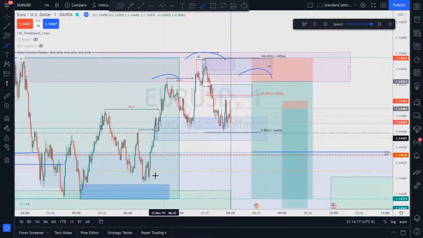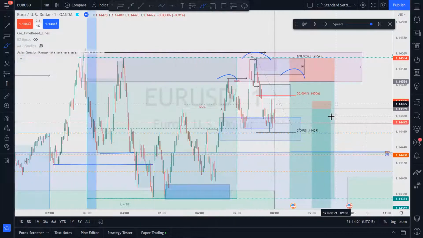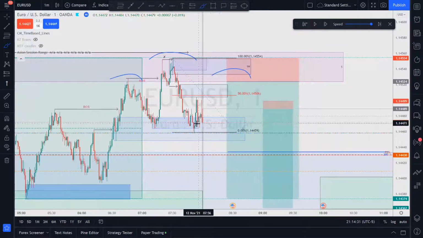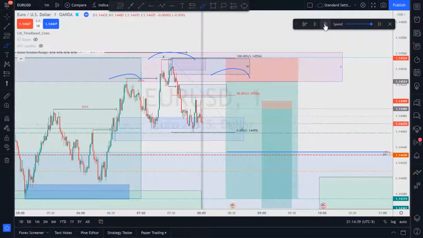I'm wondering, are we going to make it up to the previous daily high? What are we going to do? I don't know. But I don't want to jump into anything right here, because this doesn't look like a good place to be entering a trade, because I'm not sure about the direction. So I let it play. I need you to understand that thought process.